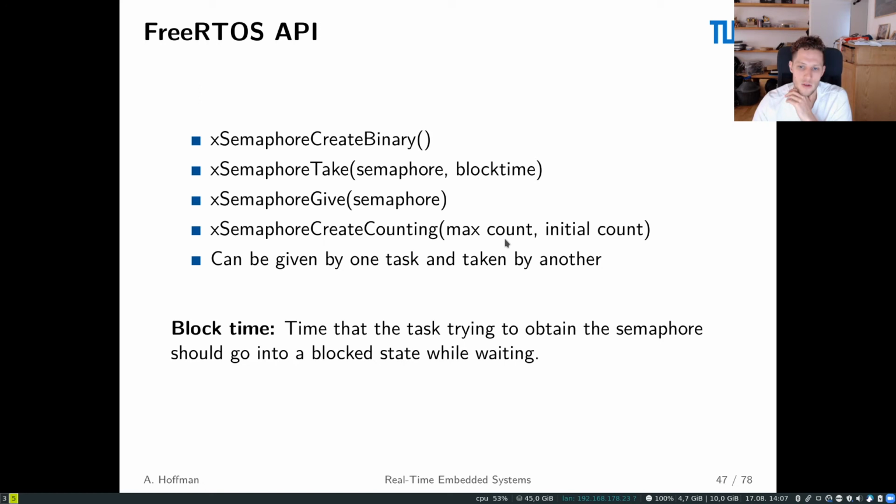But that's what the block time talks about here. I've sort of described it here. So then you take it and you give it. So obviously when you take it, you have to give it back. Now I'll talk about slightly how FreeRTOS's implementation of a semaphore is slightly different to the classic implementation.